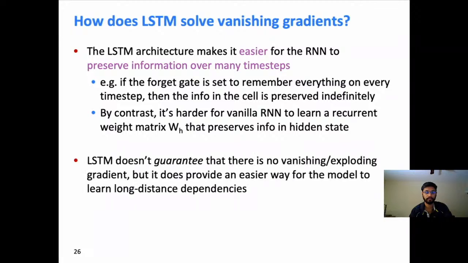However, I think you should still note that LSTMs don't necessarily guarantee that we don't have a vanishing or exploding gradient problem. You could still have that problem, but the thing to remember is that it's easier to avoid it in a way.